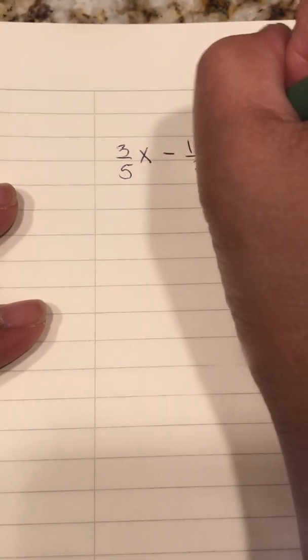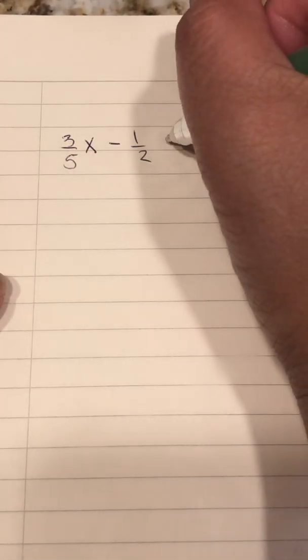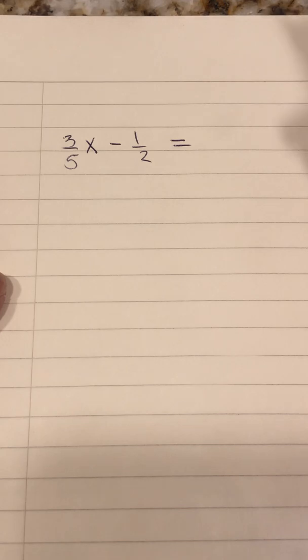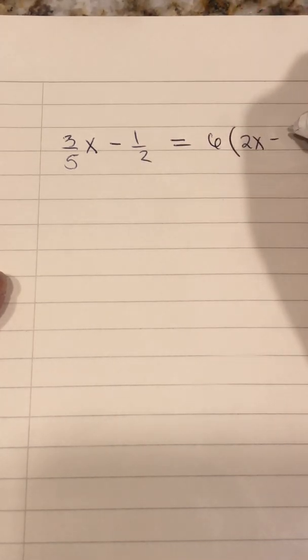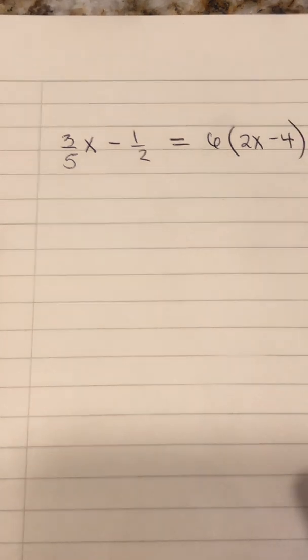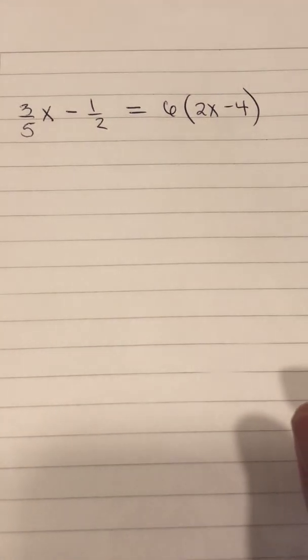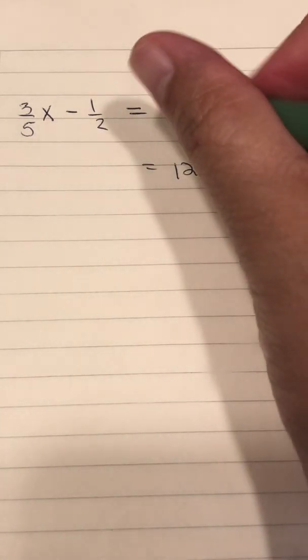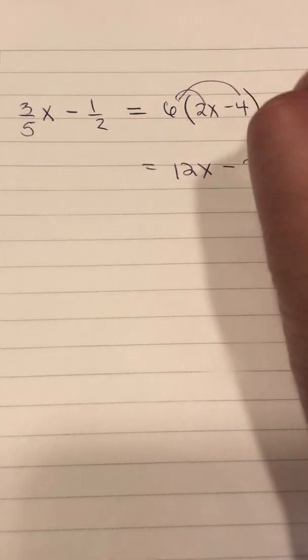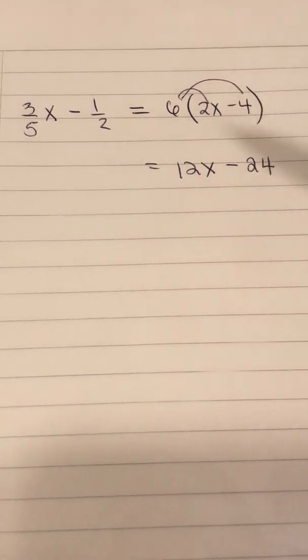So let's do 3/5 x minus 1/2 plus, okay, I'm just going to do equals 6 times 2x minus 4. All right, so again, what's the first thing we do? Distributive property. So now that's 12x. 6 times -4, -24. And then copy the rest.